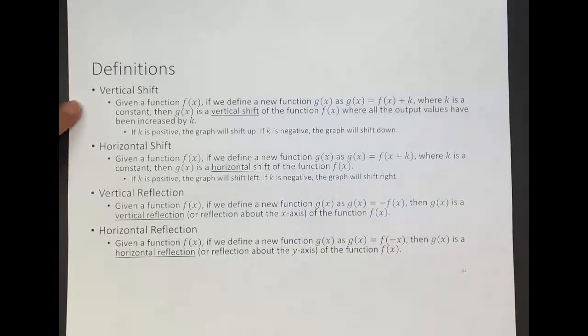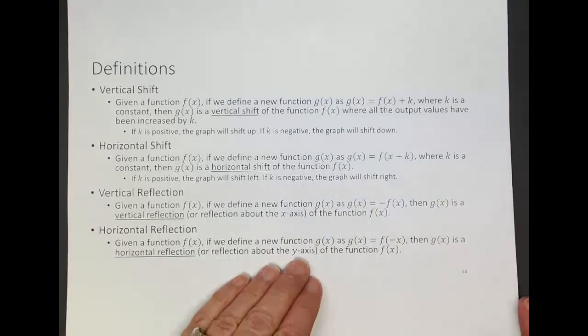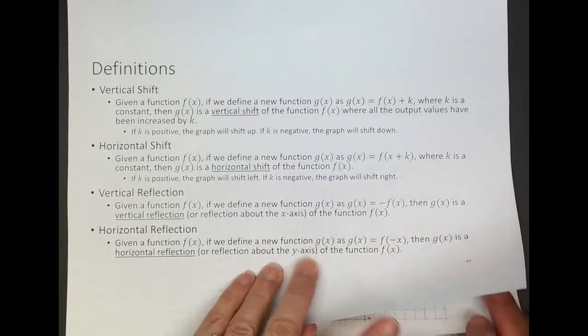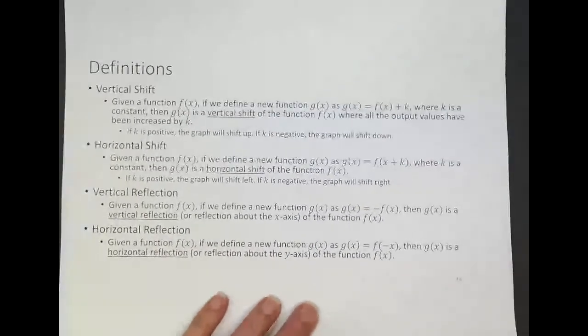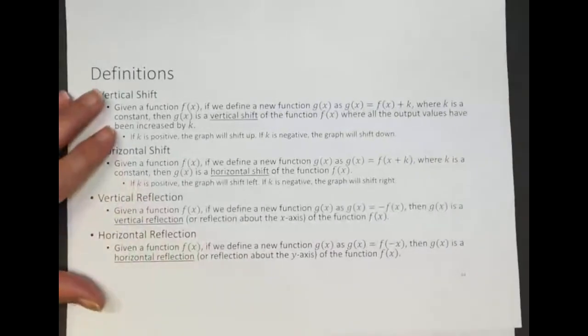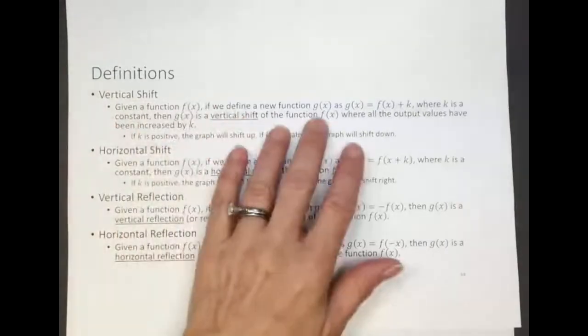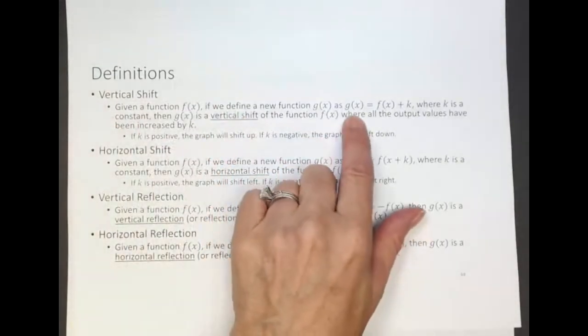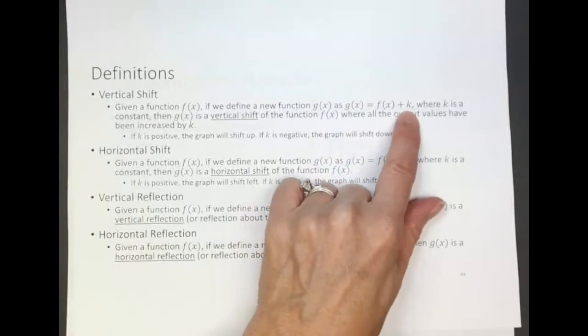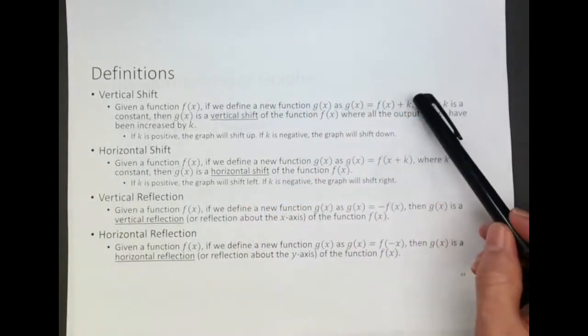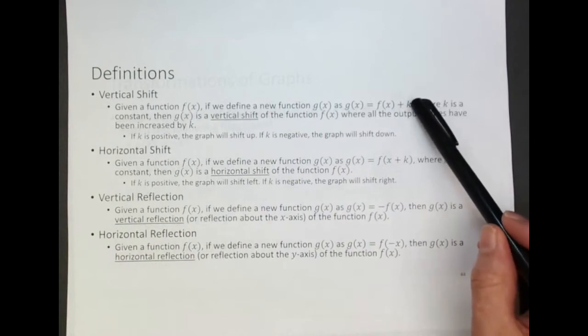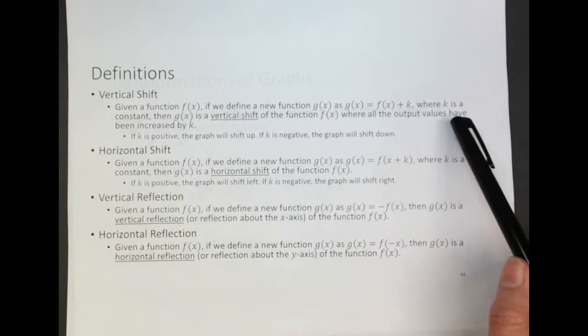Let's start with the vertical shift. If we shift a function vertically, we're either moving the graph of that function up or moving it down. We have a definition for that here. If a function is f of x, the new function g of x will be f of x plus k, where k is just some constant. It can be positive or negative. So when we add or subtract a value at the end of a function, we're shifting it either up or down.